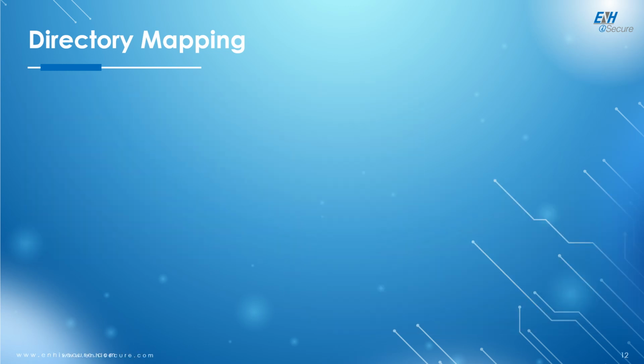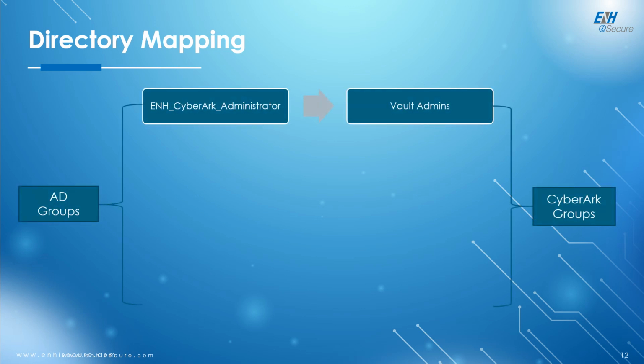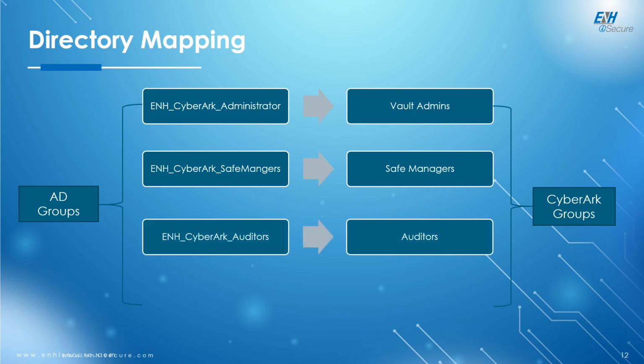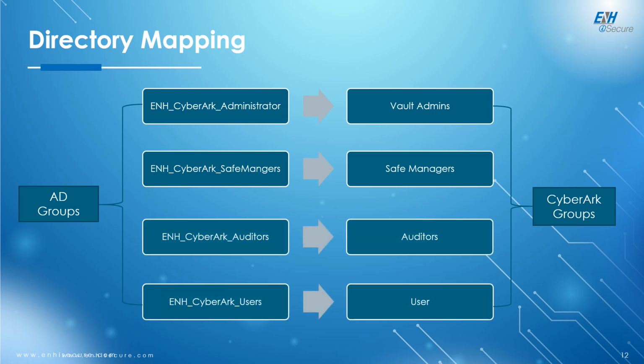Directory mapping. The predefined Active Directory groups from the left side menu are mapped to CyberArk groups as follows. ENS CyberArk Administrator is mapped to Vault Admins. ENH CyberArk Safe Manager is mapped to CyberArk Safe Managers. ENH CyberArk Auditors is mapped to CyberArk Auditors. ENH CyberArk User is mapped to CyberArk Users.